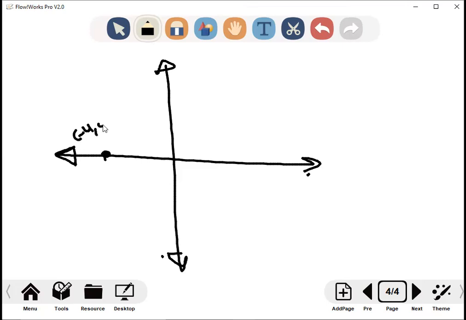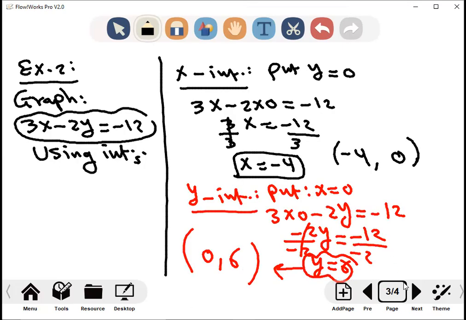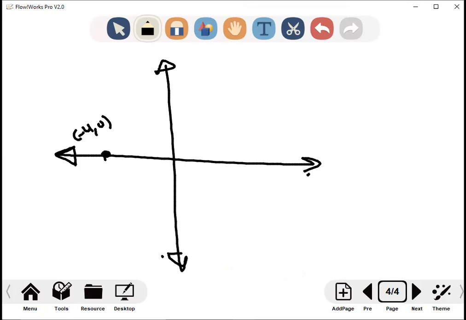Now the other intercept is 0 and 6. Plot it also. It is 0 on x and 6 up. Now you are ready to plot your line, and this line should pass through the two intercepts. Got it? We call this how to graph using x and y intercepts. Okay? Any questions about this example?